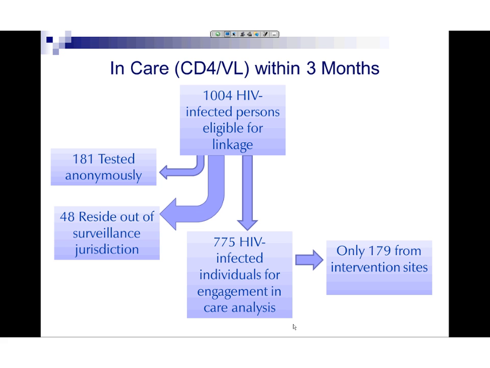So that looking at whether they got a CD4 count and a viral load within 3 months, there were about 1,004 HIV-infected persons who were eligible for linkage, but some of them tested anonymously, and so they couldn't do follow-up on them. Some of them were outside of the jurisdiction, so that there were 755 individuals who were available for the engagement and care analysis, 179 of them from the intervention sites.